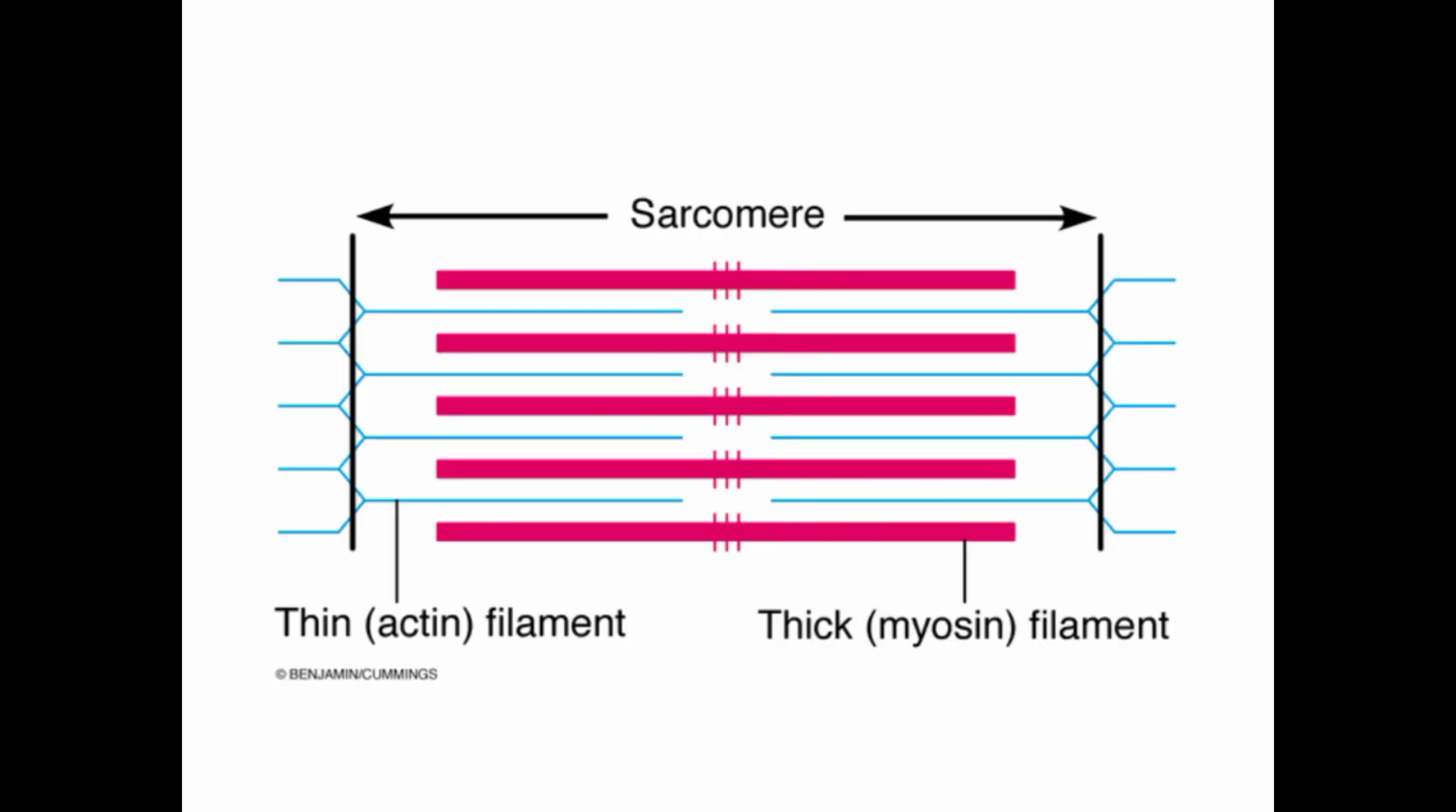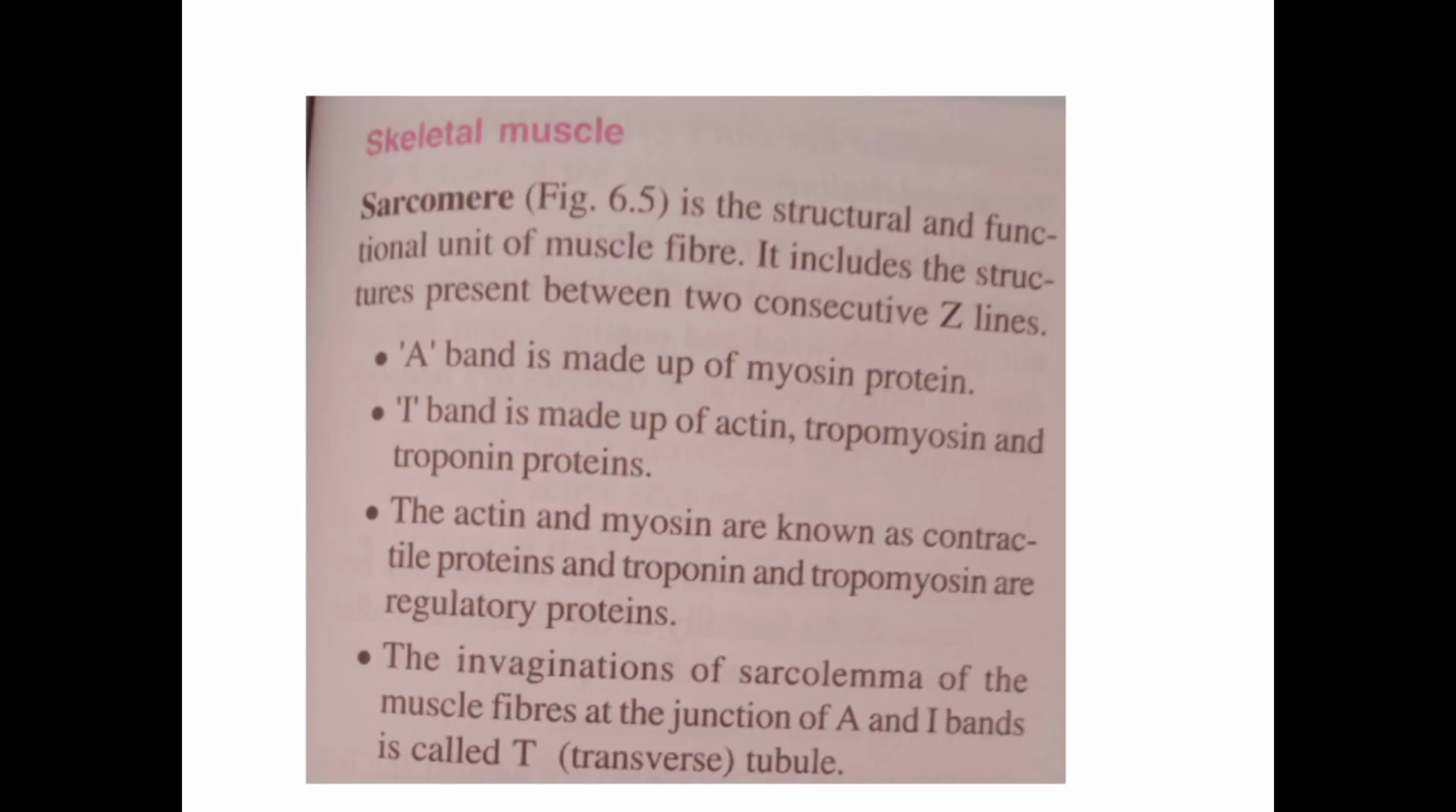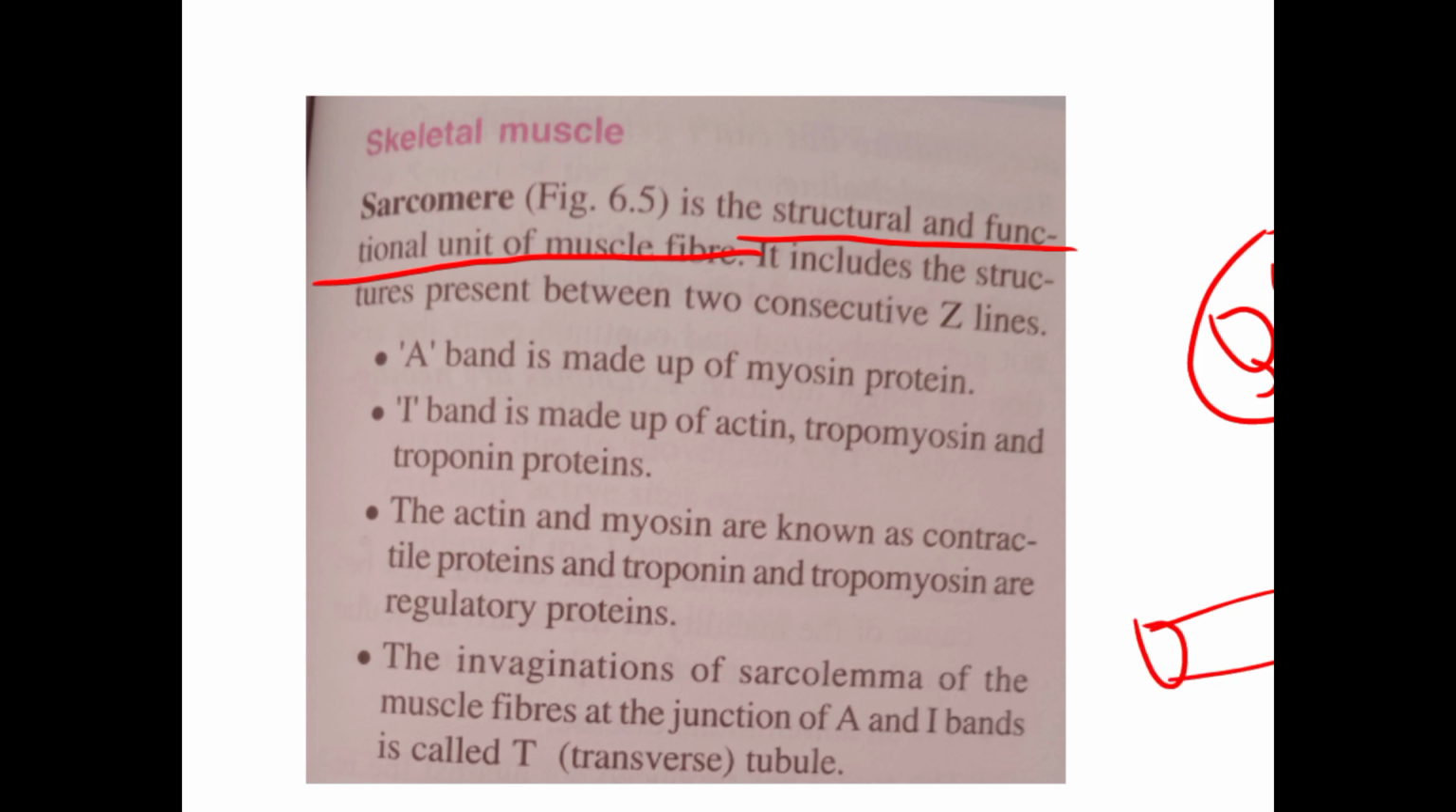Next, coming to the microscopic structure of the skeletal muscle. If you see, there is a sarcomere. The sarcomere is the structural and functional unit of a muscle fiber. Understood? That means in a bundle, the muscle fascicle, it is an elongated structure, and the cells are like this.